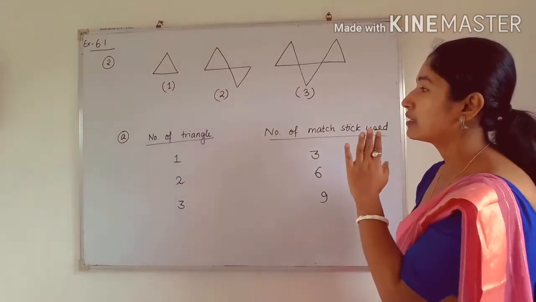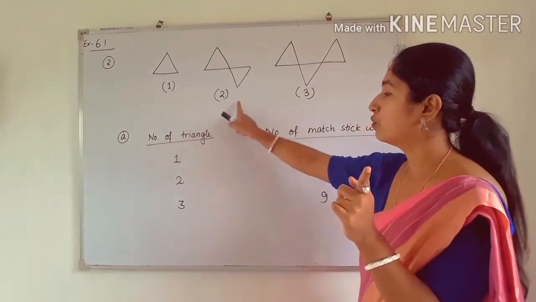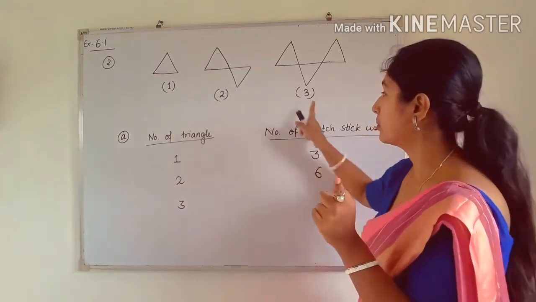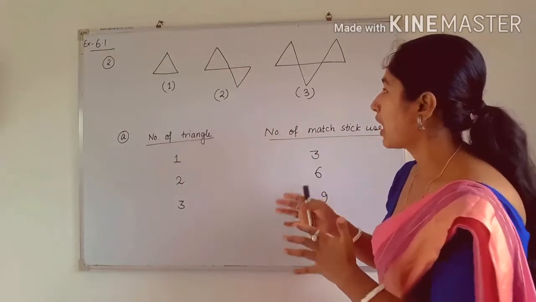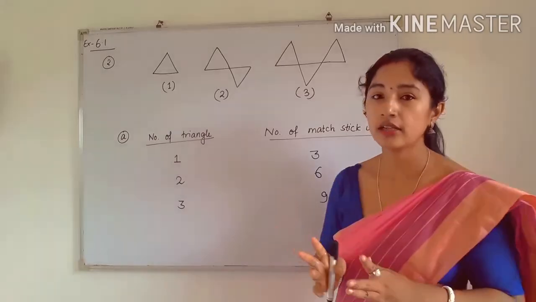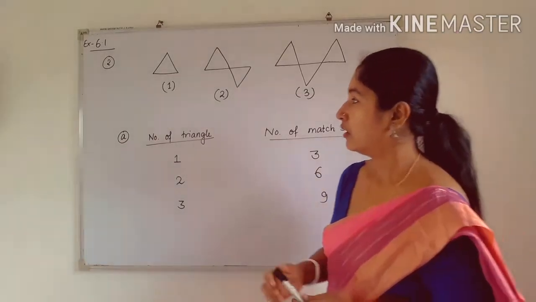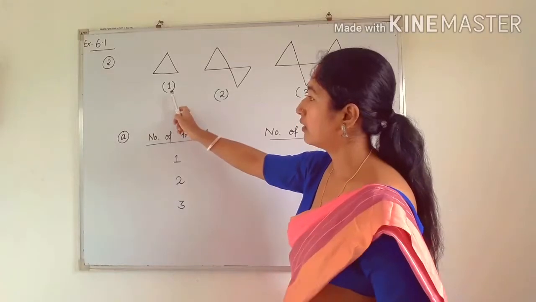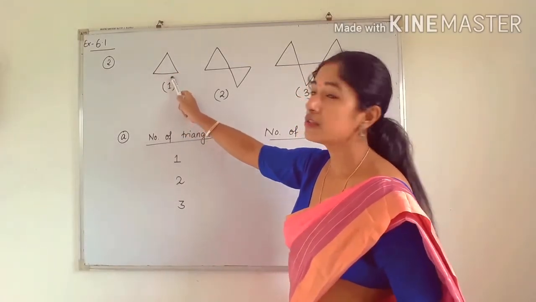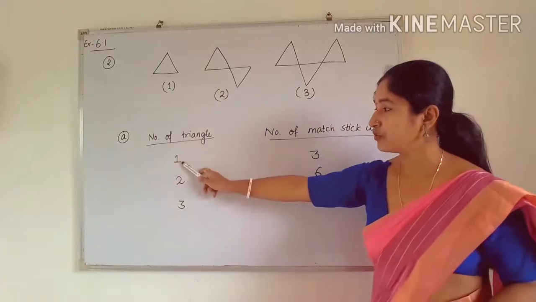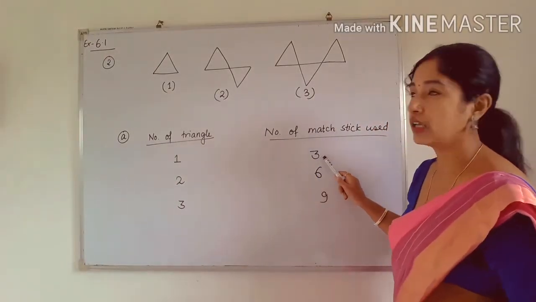You can see in figure number 1 the number of triangles is 1. In number 2 the number of triangles is 2, and in number 3 the number of triangles is 3. So how are they forming these triangles? They are using matchsticks. In figure number 1, there are 3 matchsticks used. So the number of triangles is 1 and the number of matchsticks used is 3.